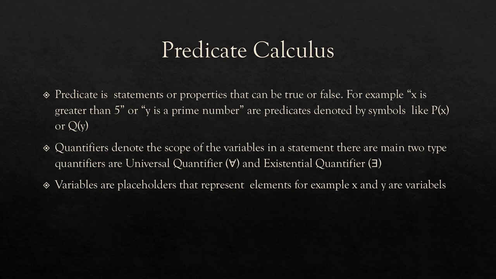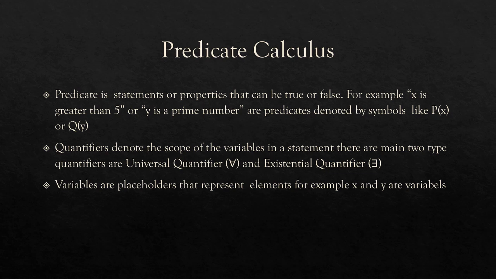So first, what is predicate calculus? A predicate is a statement or property that can be true or false. For example, x is greater than 5 or y is a prime number are predicates denoted by symbols like P of x or Q of y. So predicates are basically statements or properties that can be logically true or false.